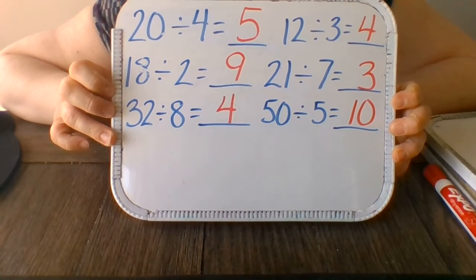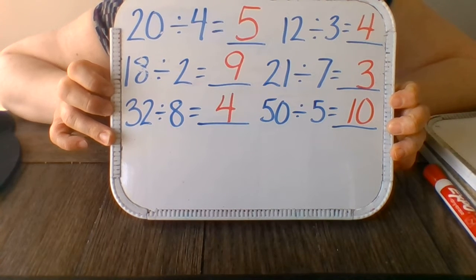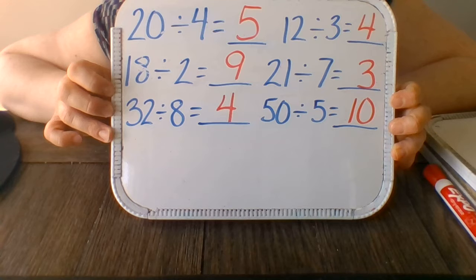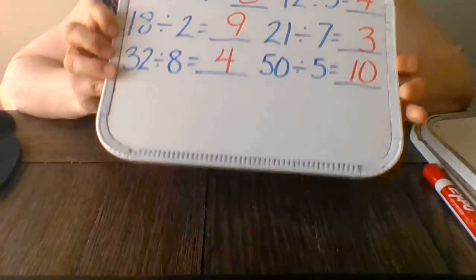20 divided by 4 is equal to 5. 12 divided by 3 equals 4. 18 divided by 2 is equal to 9. 21 divided by 7 equals 3. 32 divided by 8 is 4, and 50 divided by 5 is 10. So those are the answers to your homework questions. I hope you did well on that. If you had some trouble, that's why we're going to work together today to practice what I've been teaching you.